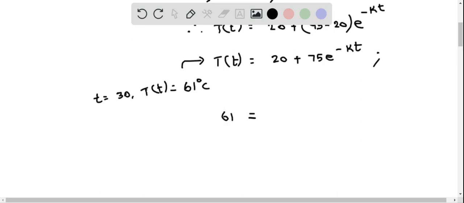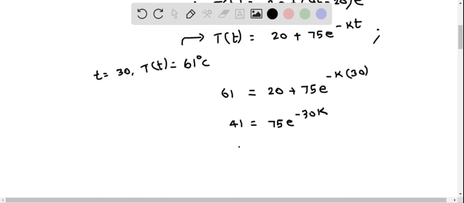I'm going to plug in T(t) equal to 61 and t equal to 30 into this equation. So this equation becomes 61 equals 20 plus 75 e raised to the power of negative k times 30. Now we can subtract 20 from both sides, which gives 41 equals 75 e raised to the power of negative 30k. We divide both sides by 75. So this gives 41 over 75 equals e raised to the power of negative 30k.